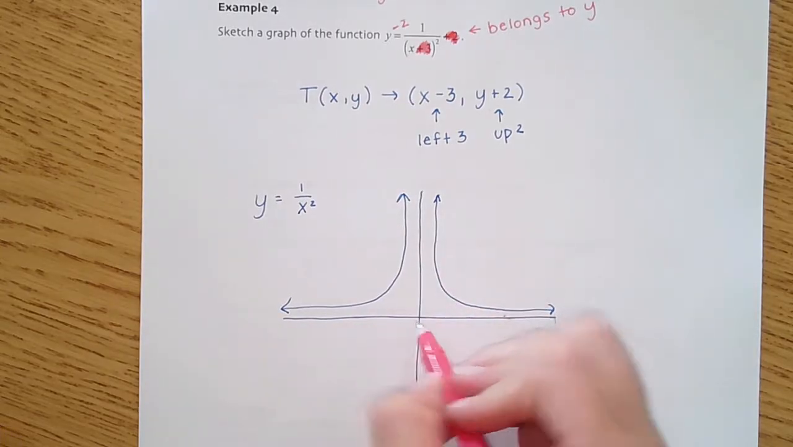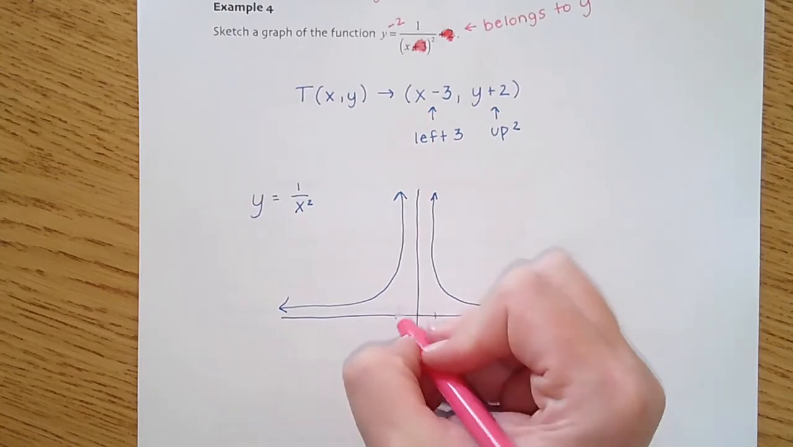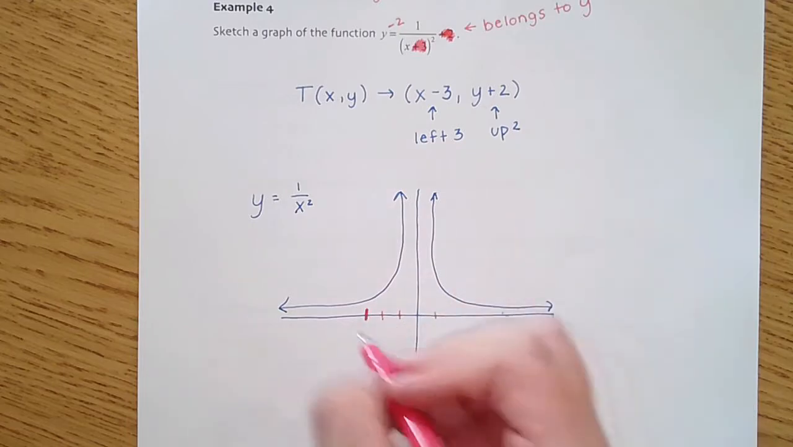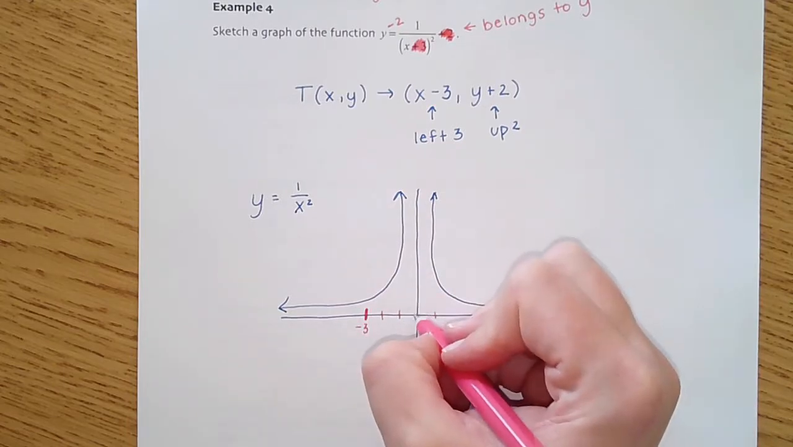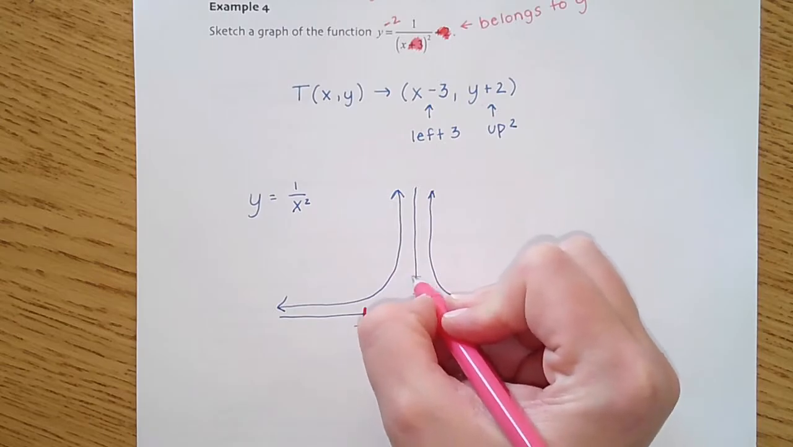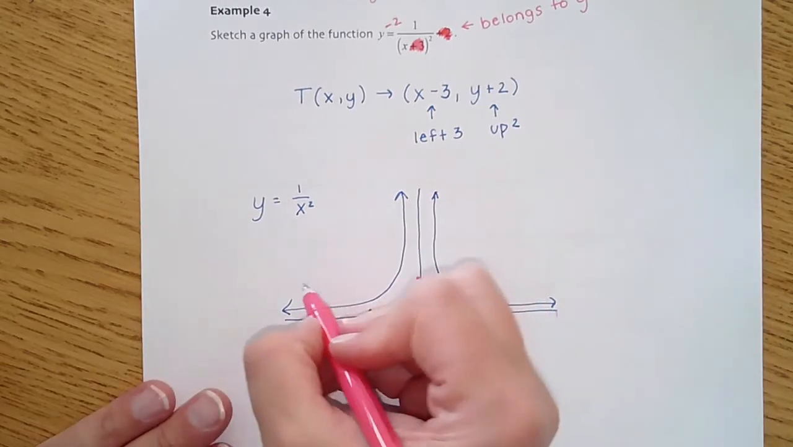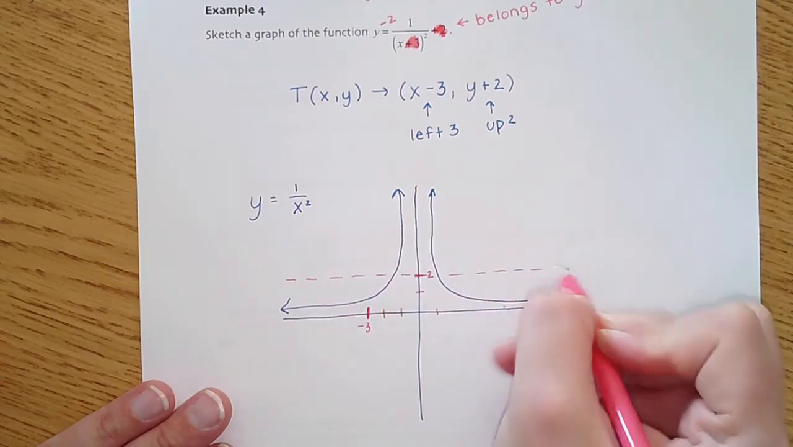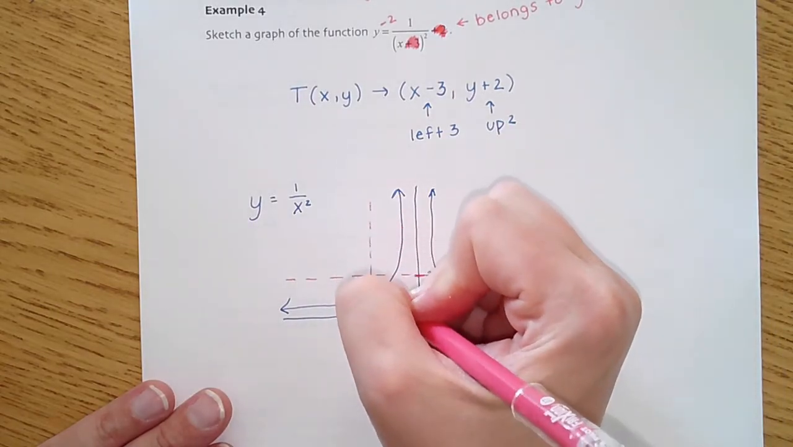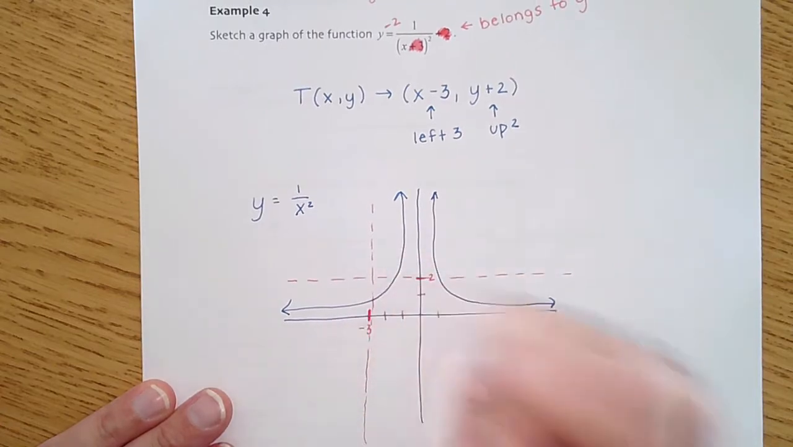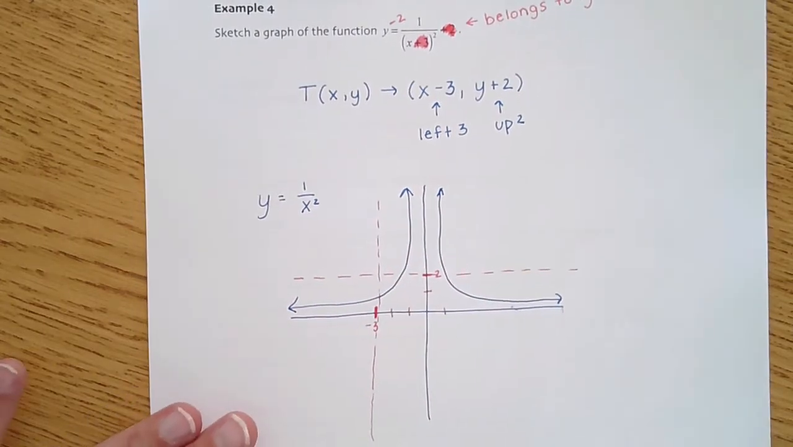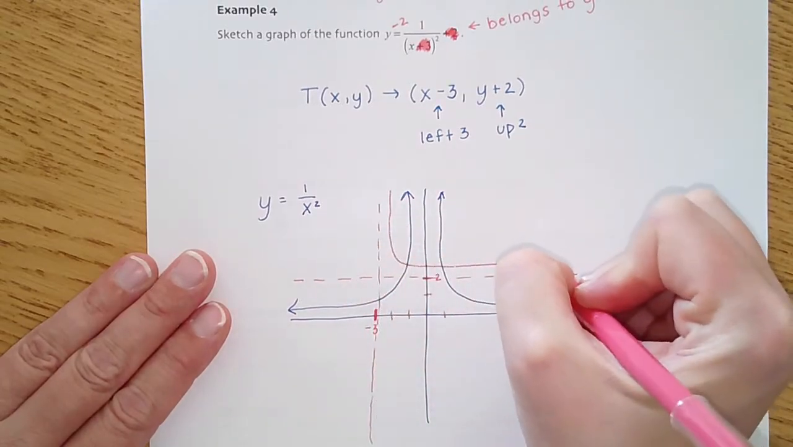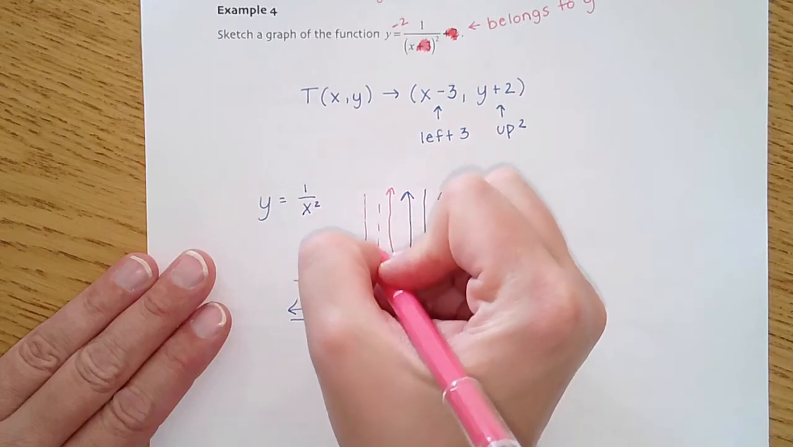So if I move to the left 3, nope, sorry, left. I know my right and left, I promise. Okay, so here's to the left 3, and up 2 would be here. And so I want to think about it like this is now my new horizontal asymptote, and this is my new vertical asymptote. And now using those pink lines as a guide, I can draw my new function. So I can draw along here, and I can draw along here.